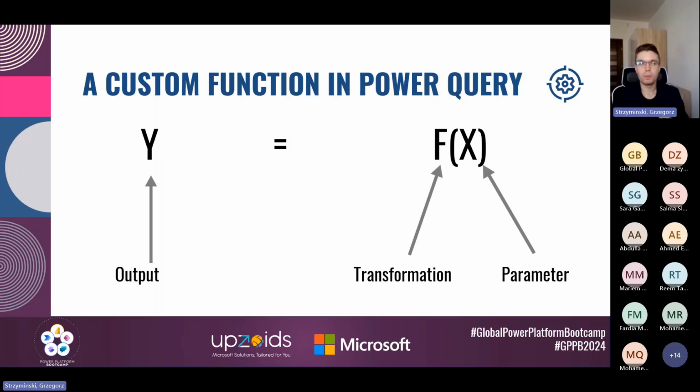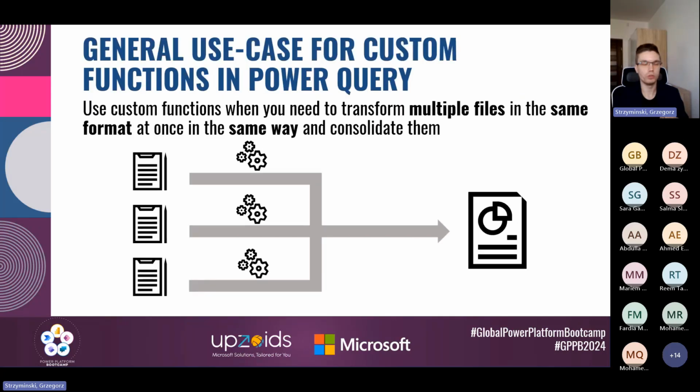Great. So now, moving towards the second point in the agenda, the use cases for custom functions in Power Query. The most generally defined use case would be something like that. So we use the custom functions in Power Query to transform multiple files in the same format at once in the same way and then consolidate them.